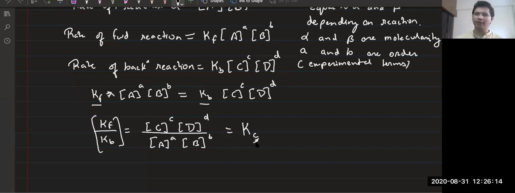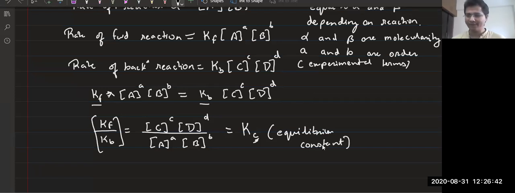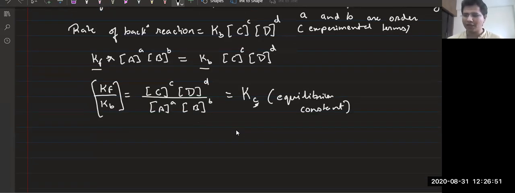Now this constant is at which state? At equilibrium? So can I say that this is called the equilibrium constant? Got it, everyone? Anyone have any issue in this? Crystal clear? Okay, very good everyone.